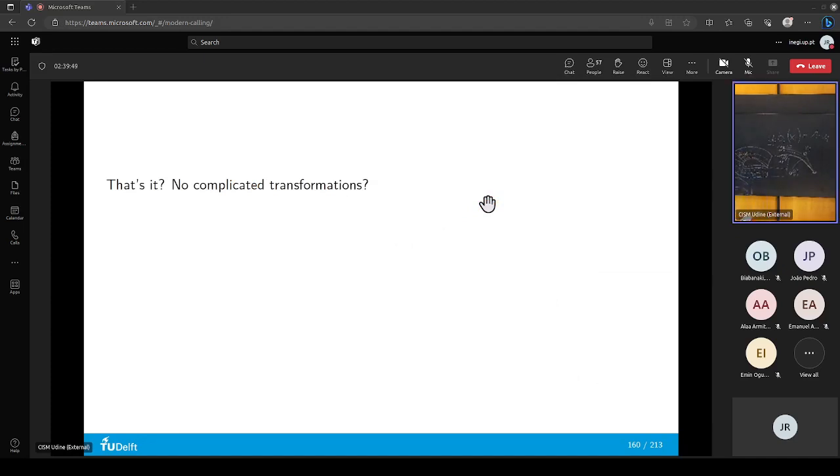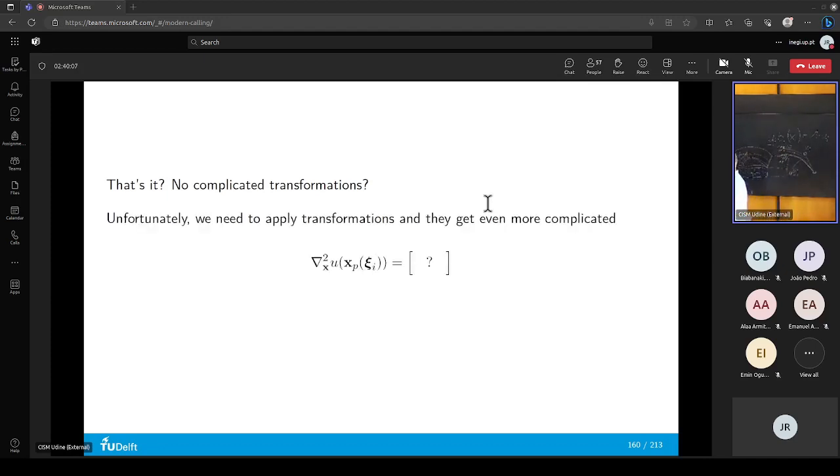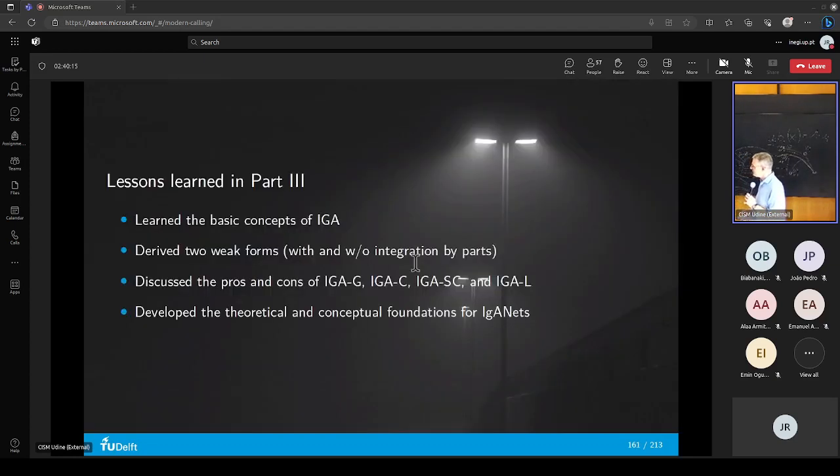Okay, and you might ask, because I have not shown any of these ugly transformations, is collocation free of transformations? No. They even get more complicated because we have two derivatives. So the expressions become more complicated, but use Maple or something like this to calculate, let's say, the second derivative of u with respect to x in terms of parametric variables.